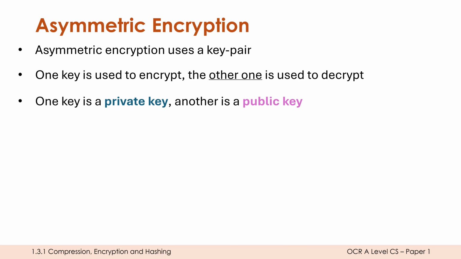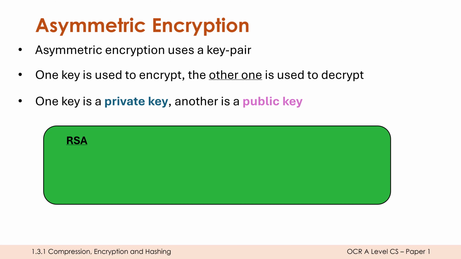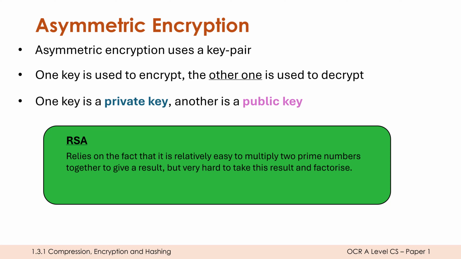Now, before we look at how this works, I think a bit of context is useful. It's not essential for A-level to learn this off by heart, and it's very complicated, but to get a sense of how this works, I think is really helpful. So a real-life asymmetric encryption algorithm is RSA. There are a few other ones. There aren't as many asymmetric ones as symmetric ones, but RSA is one of our most well-known ones and was really the first one. So RSA relies on the fact that it's very easy, or relatively easy, to multiply two prime numbers together to give a result, but very, very, very hard to then take this result and then factorize it to give our original two prime numbers.